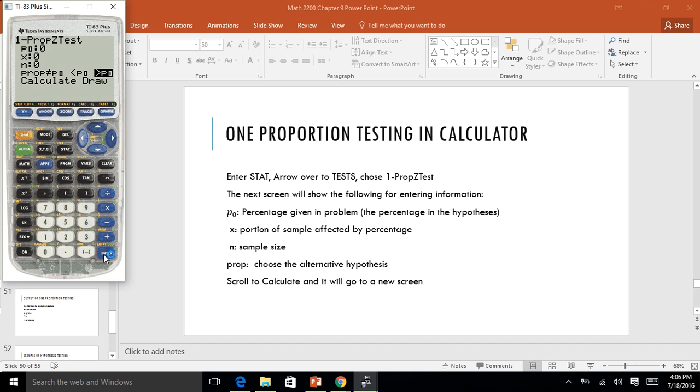So hit enter. Okay, so p0 is the percentage given in the problem. It's the percentage used in the hypotheses. X is the proportion of the sample affected by the percentage. N is your sample size. And this is going to be your sign that you use in your alternative.